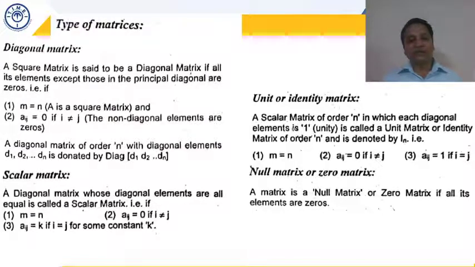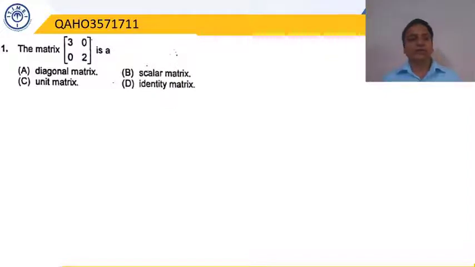Now, many times questions are asked straight away on the basic definitions. For example, let's move to handout questions. We are using handout 3571711 and the question number is 1. It says the matrix [3 0; 0 2] is a. It's a square matrix, a 2 by 2 matrix. It contains elements only in the diagonal. But these elements are not equal. So it is not a scalar matrix. Unit matrix, identity matrix, they are not the same since the value is not 1.